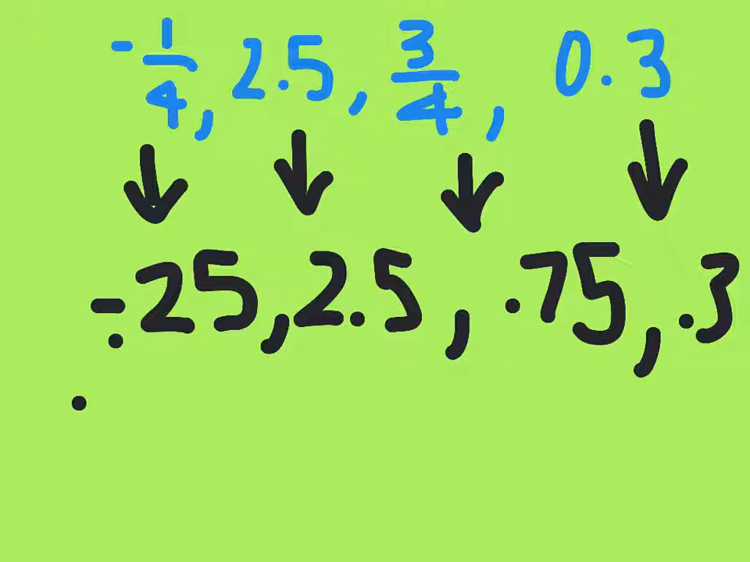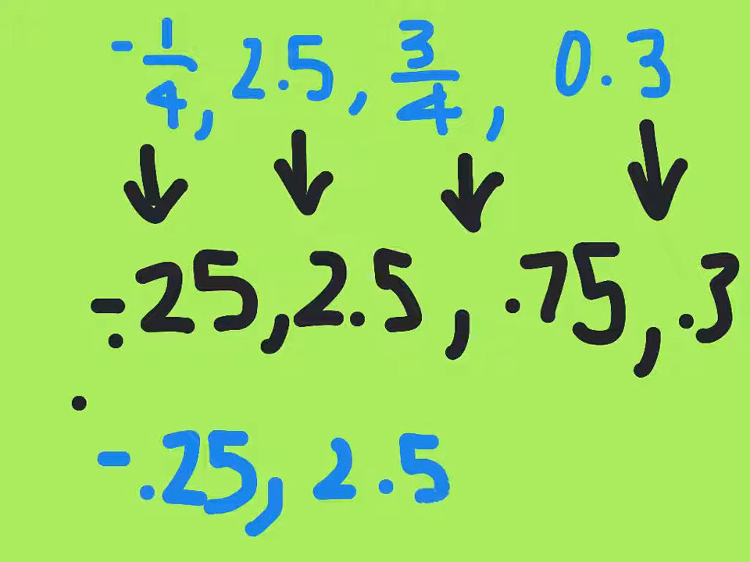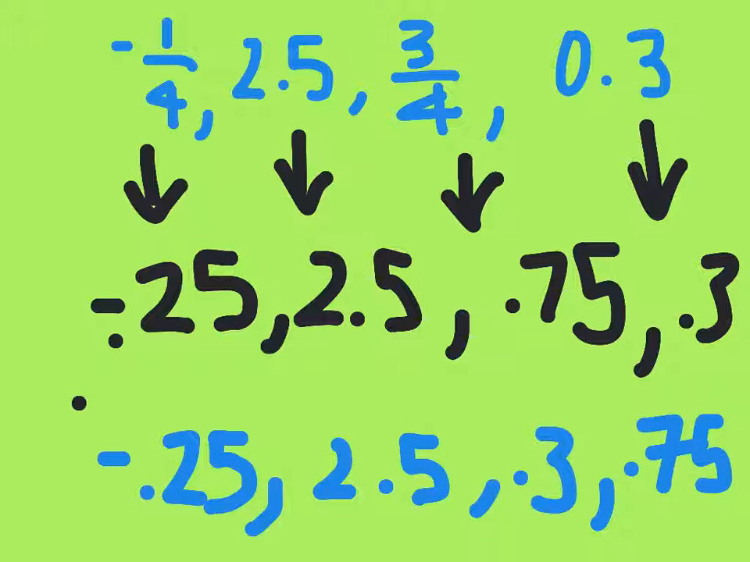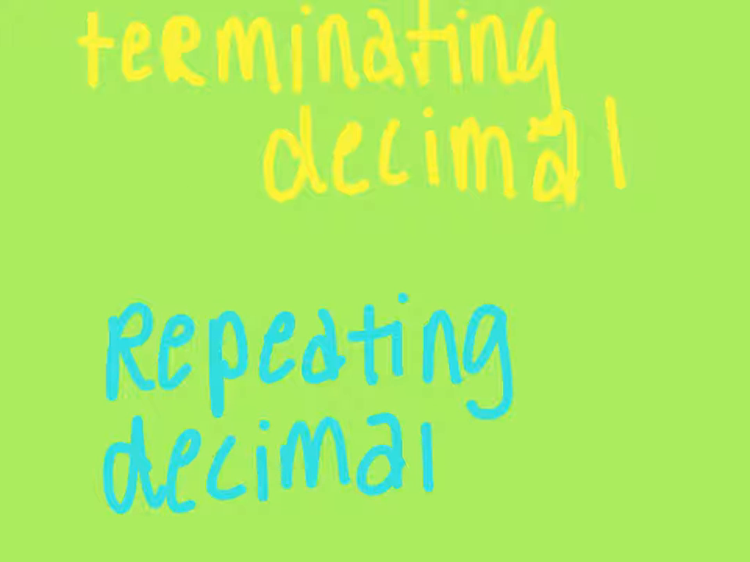So looking at which one is the least, we have negative 0.25, 2.5, 0.75, and 0.3. So I know right away that the negative is going to be the least one because it's a negative. So negative 0.25, okay? Then the next would be 0.3, then 0.75, then 2.5. Did you get it right? Awesome.